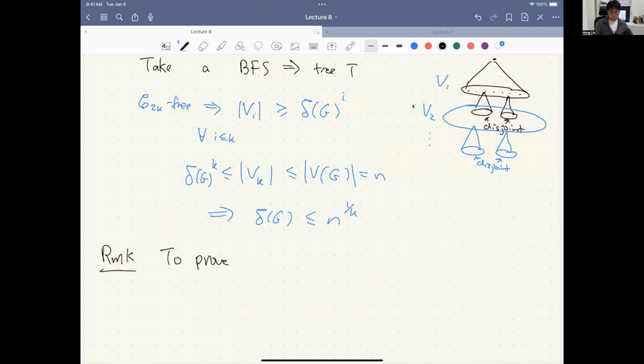To prove a bound forbidding only C_2k, we need to be more careful.